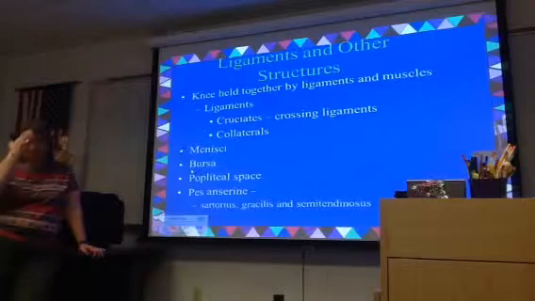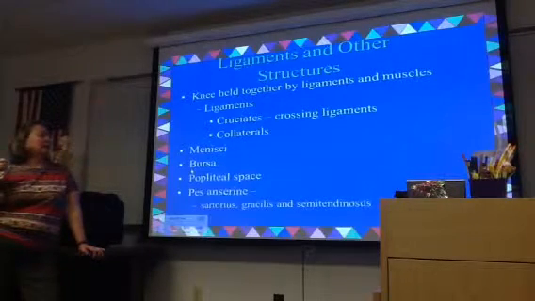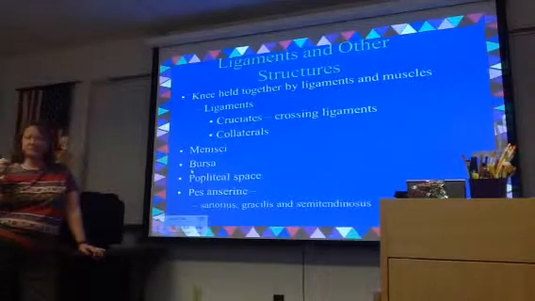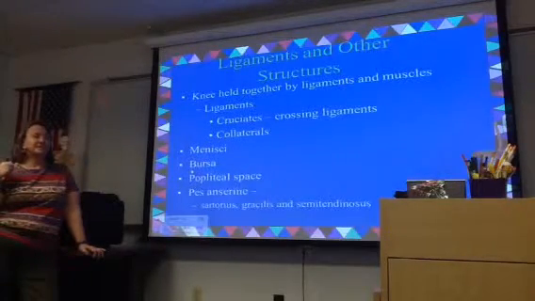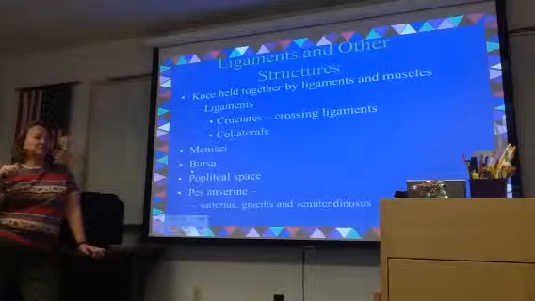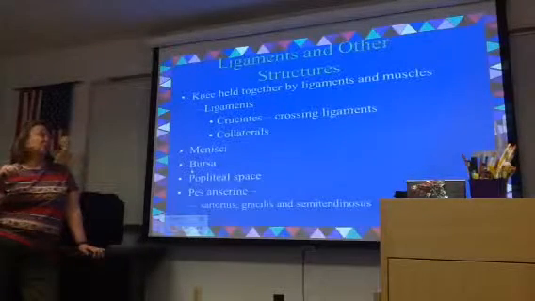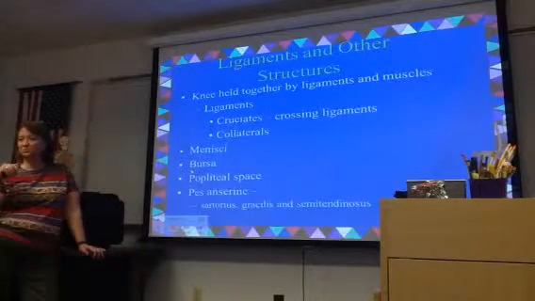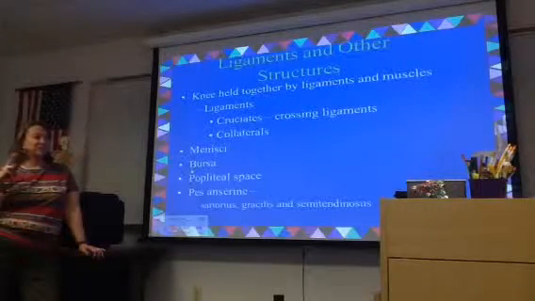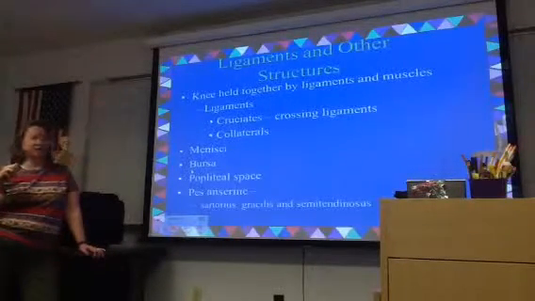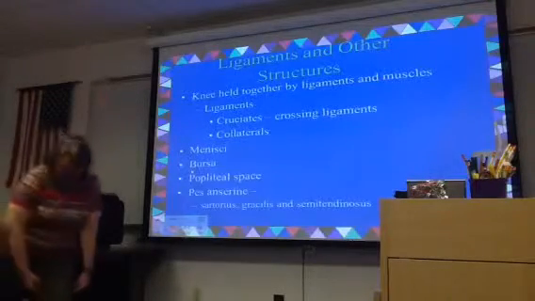All right, ligaments and other structures. Knees are held together by ligaments. Remember, ligaments connect bone to bone, and tendons connect muscles to bones. And so some of the ligaments that we're going to talk about are the cruciate ligaments, so anterior and posterior cruciate. Okay, so as ligaments go, those are the big deal ones, and then collateral. So those are the ones that are on the sides of the knee.